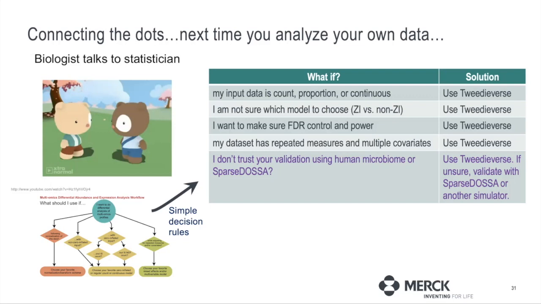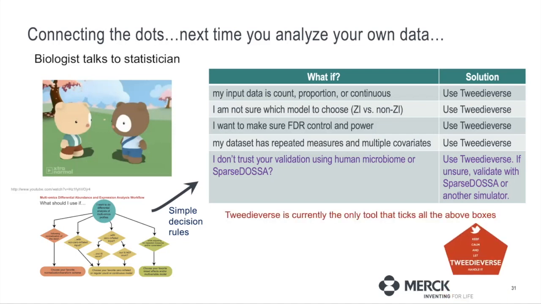So I will say that the complex workflow that we had has made life much easier because of the flexibility of the Tweedie distribution. And I must say that Tweedieverse is currently the only tool, to the best of my knowledge, that ticks all the above boxes. I think especially the first one is really important. Most of the tools are only either count-based or proportion-based or continuous, and they are not multi-model. That means if a tool has decided that negative binomial is going to be the underlying model, as a user, you are not going to change that. That's hard-coded. That is how most of the tools are developed.